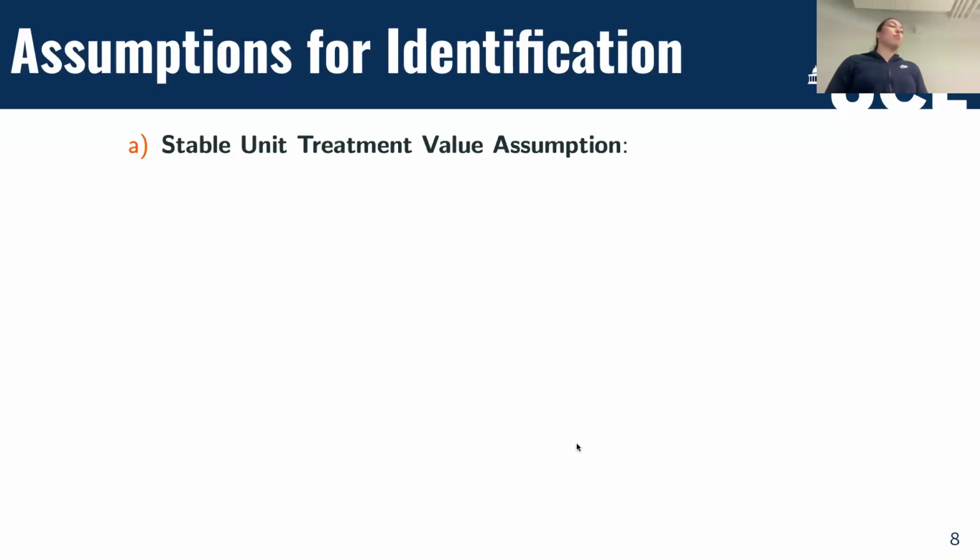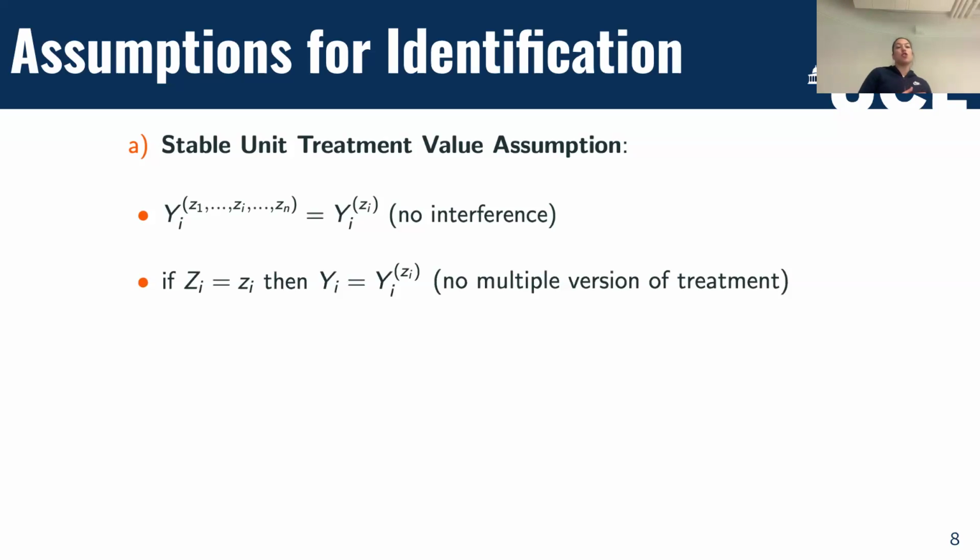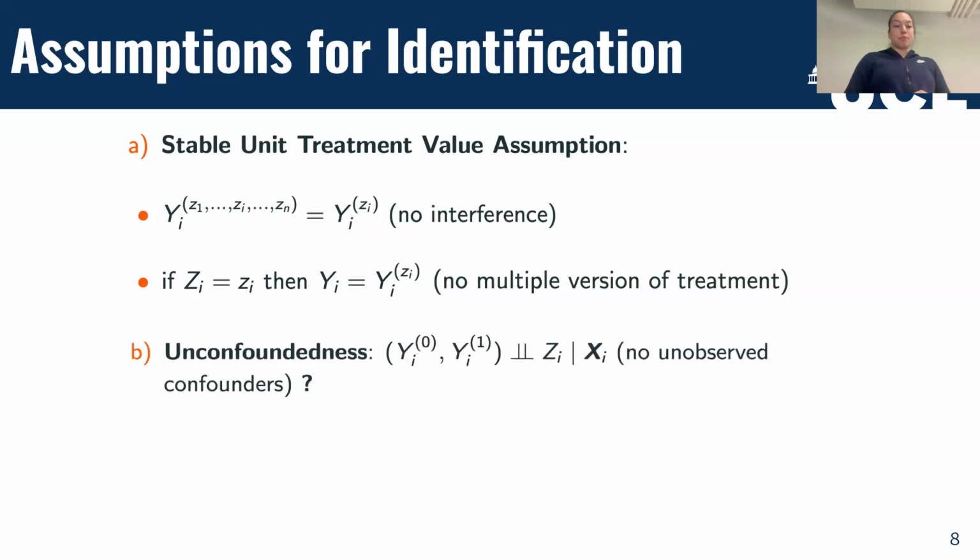So what are the assumptions that are made in practice? The first assumption is SUTVA, the stable unit treatment value assumption. It says that there's no interference between the individuals. For example, my potential outcome, if I take the treatment, won't be affected by whether someone else in the room takes the treatment or doesn't take the treatment. And the second part of the SUTVA assumption is that there are no multiple versions of the treatment. So there is only one version of the treatment.